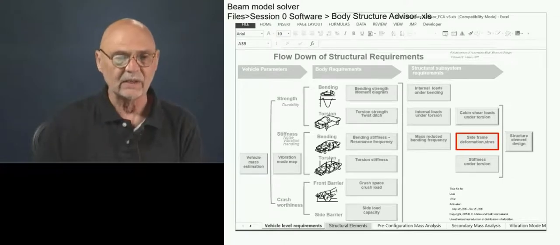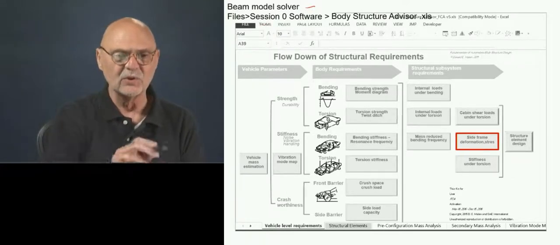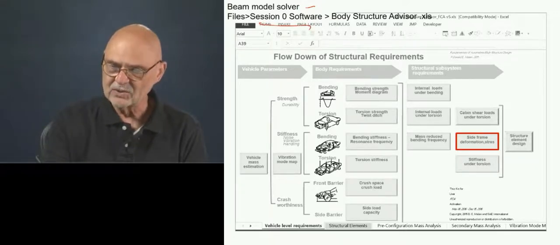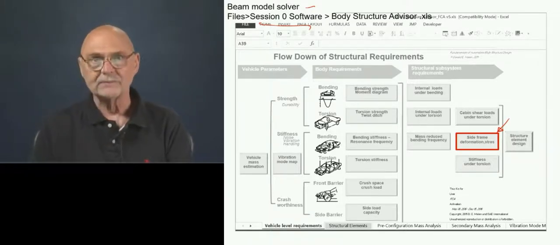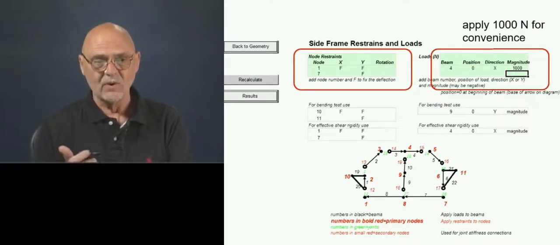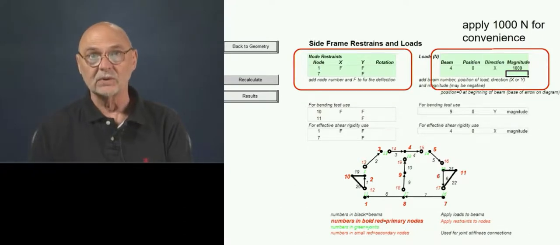Okay, so again, this is our little beam solver in the Excel model, and it's found on Canvas. We're going to be using the same tab here. We want side frame, deformation, and stress. So everything will be identical to before. The only difference here is we're going to be applying different restraints and different loads.